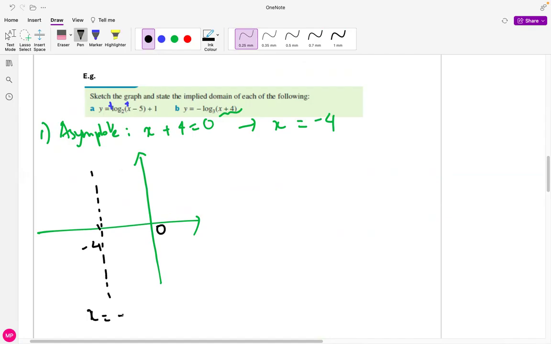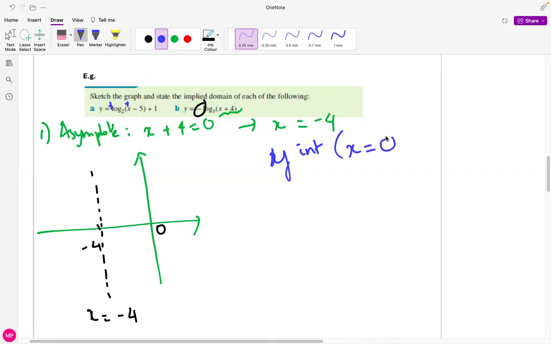x equals negative 4. Now, the negative here, you can say, is the reflection in the x-axis. So the original goes like that, reflected it goes like that, okay? But we don't know exactly where it goes. So before we sketch, we're going to find the x and the y intercepts first. Let's find the y-intercept first because it's easier.